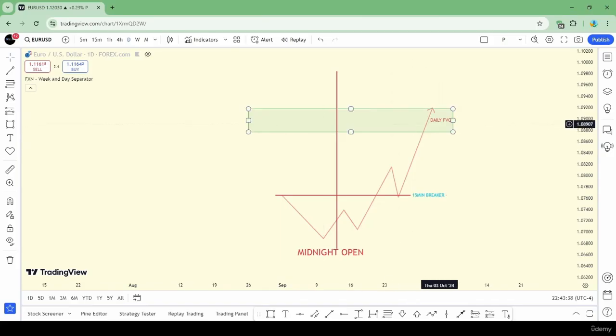You can see, as I have said, that the draw is towards the daily fair value gap. We have not yet hit the daily fair value gap. We have just formed it. So you know that the market will draw once it breaks the 15 minutes breaker. So let us go and look in the chart for such examples.